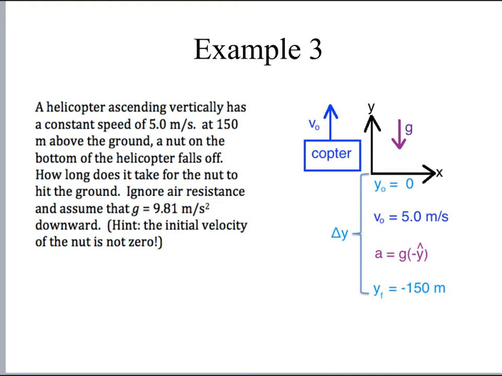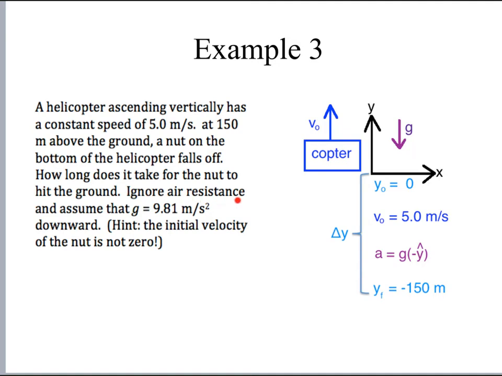Let's look at a third example. A helicopter is ascending vertically and it has a constant speed of 5 meters per second. That means it's going upward with 5 meters per second. And at 150 meters above the ground, a nut on the bottom of the helicopter falls off. The question is, how long does it take for the nut to hit the ground?